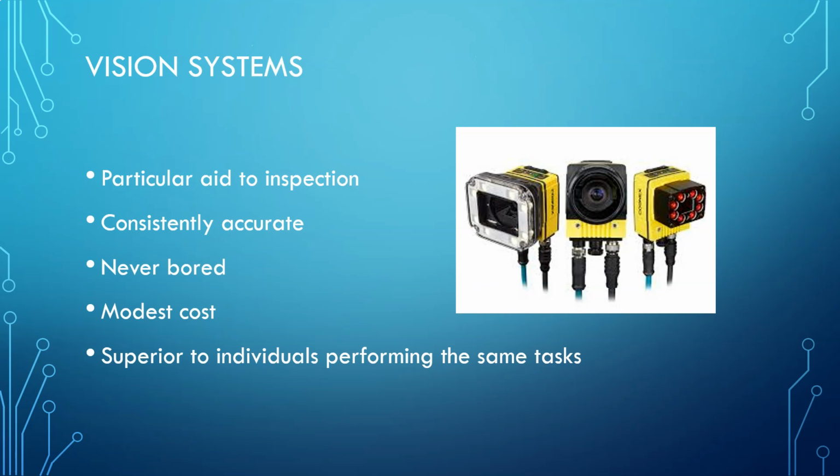Vision system aids in inspection. It will assist in production orientation and the position accuracy. With the current advancement in technology, cameras can be installed now with a modest cost, even a cheap cost. These systems are superior to people performing the same task.